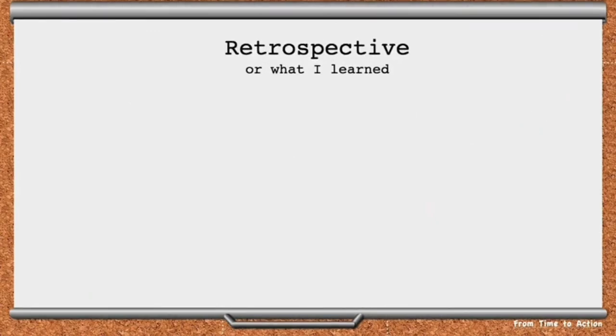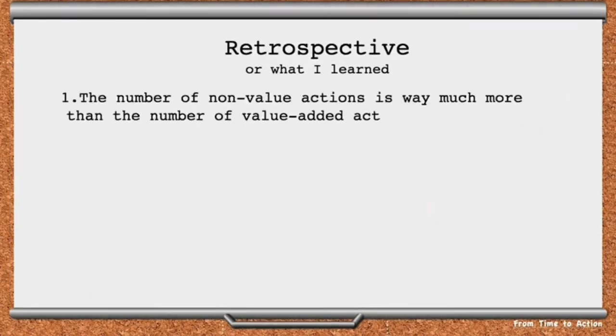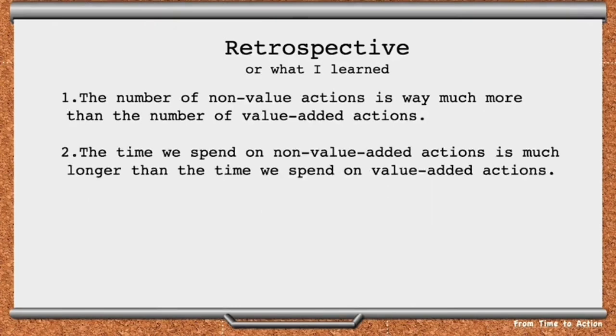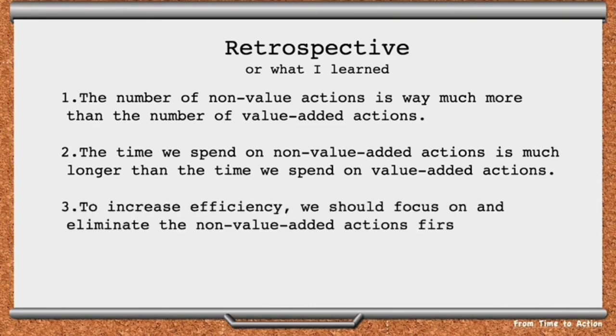And now it's time for the retrospective. The number of non-value added actions is way more than the number of value added actions. The time we spend on non-value added actions is much longer than the time we spend on value added actions. To increase efficiency, we should focus on and eliminate the non-value added actions first.